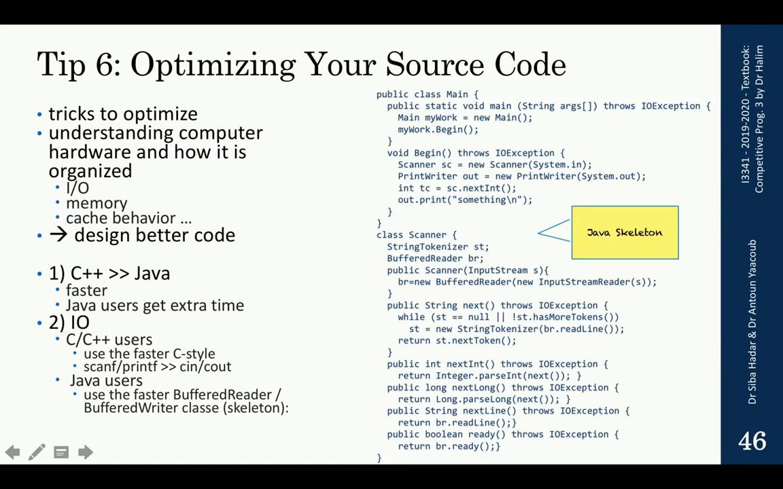For input output, use scanf and printf. They are better than cin and cout. For Java users, use the BufferedReader and BufferedWriter classes, and I provided here a skeleton that you can use in your Java programs. You have your own scanner class, not the Scanner class that we know. We call it scanner, but it is in fact using BufferedReader.